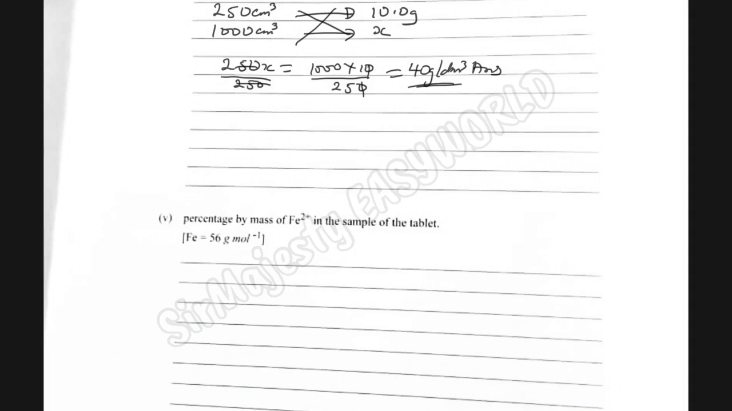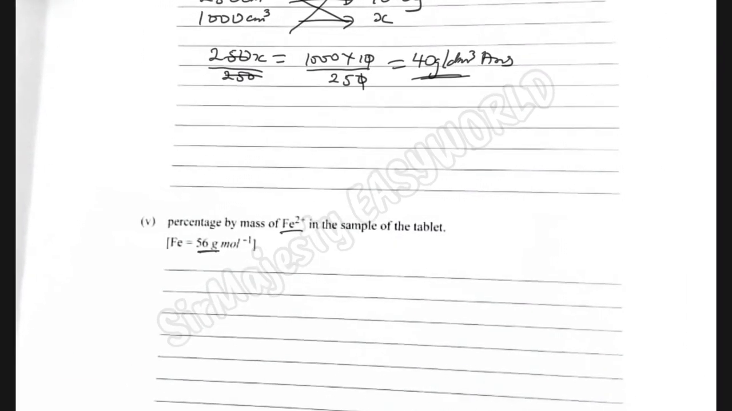In question V, we are told to find the percentage by mass of iron 2 in the sample of the tablet. First, we are going to compare something. They've told us that iron is 56 gram per mole, and we are looking for the iron 2 ion. This time we should assume that the mass of iron 2 atom is the same as the mass of iron 2 ion. The reason is that the mass of an atom and its ion do not change, because what brings about charge is electron loss or gain, and the electron does not contribute to the mass of a particle, because the mass of an electron is very negligible. It's about 1 over 1840.